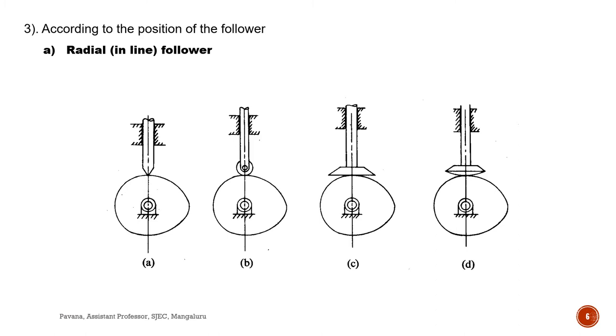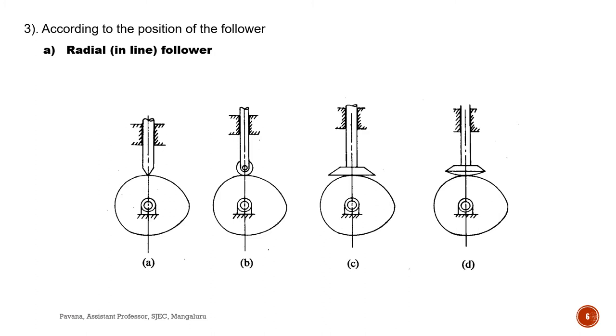The first one is the radial follower, which we also call an inline follower. When the motion of the follower is along the axis passing through the center of the cam, it is known as a radial follower. At the top we can see the follower, and here there is a cam center. If the axis of the cam and the axis of the follower are in a straight line, we call that a radial follower.